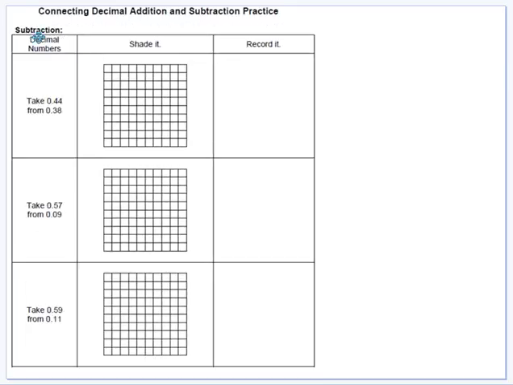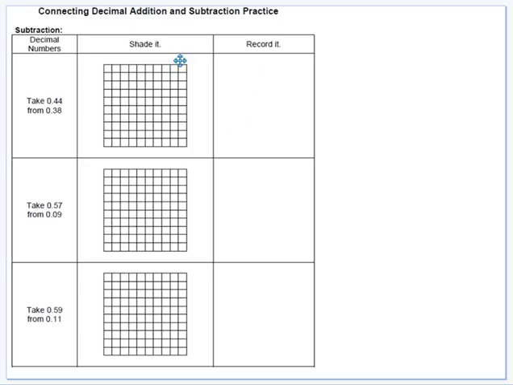And then on the next page is subtraction, so you're going to take the bigger number, so you're going to have to be able to compare your place values. So 44 hundredths is bigger than 38 hundredths. So you should shade in 44 hundredths, and then you're going to cross out 38 hundredths. Here is where you're going to record your regular algorithm, where you just put the numbers in, line up the decimal points, and then do your math.